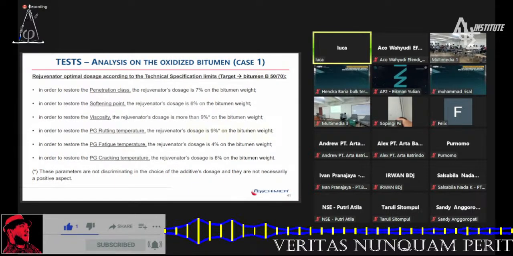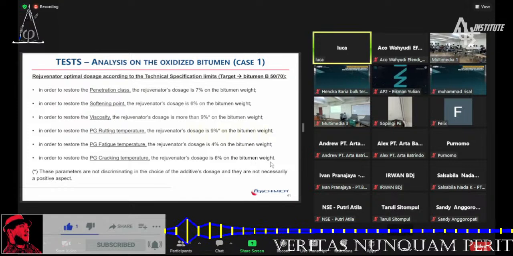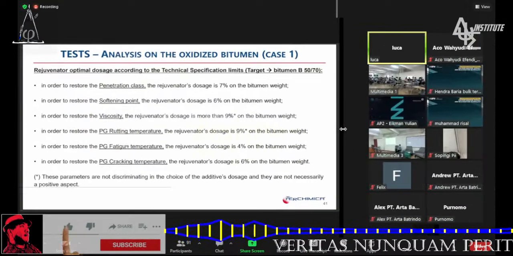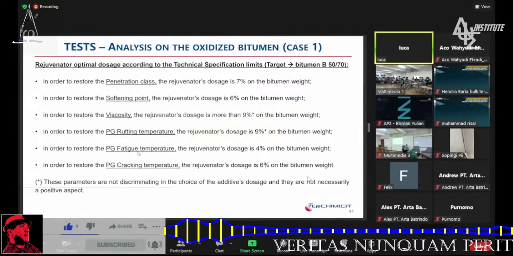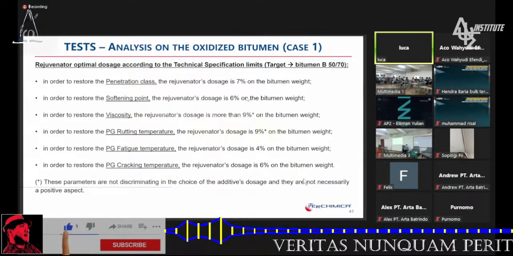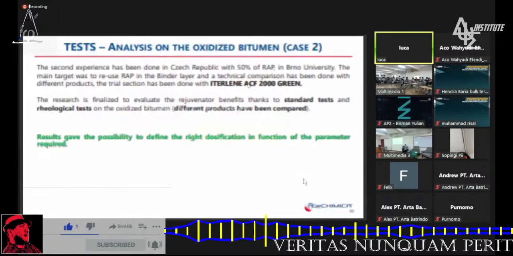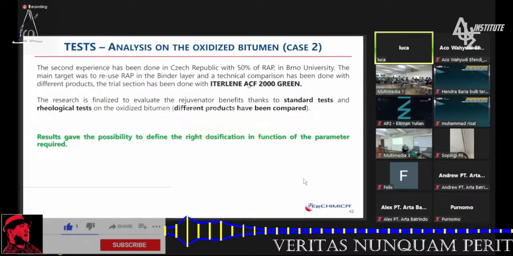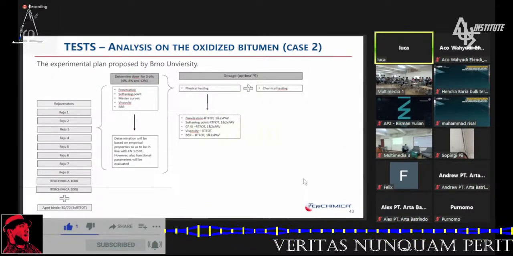What's important to say is that the functional parameter we want to restore, for example penetration, softening point, viscosity, PG at high temperature, fatigue, or low temperature, changes the dosage of rejuvenator that we want to use. So it's very important to define which parameter we want to restore, and so which dosage. Usually, it's easier to restore the low temperature and the average temperature than the higher temperature. For example, in Brno, the university carried out a laboratory test and experimental plan in order to define the dosage in function of the parameters.